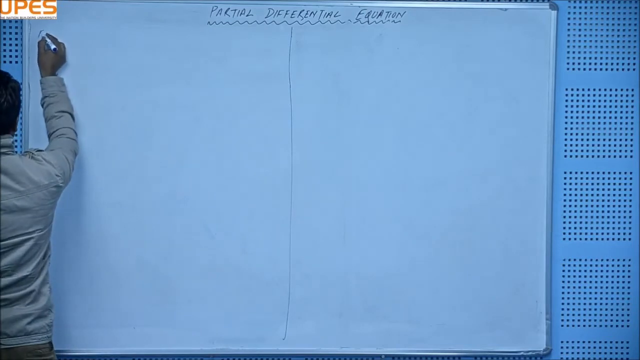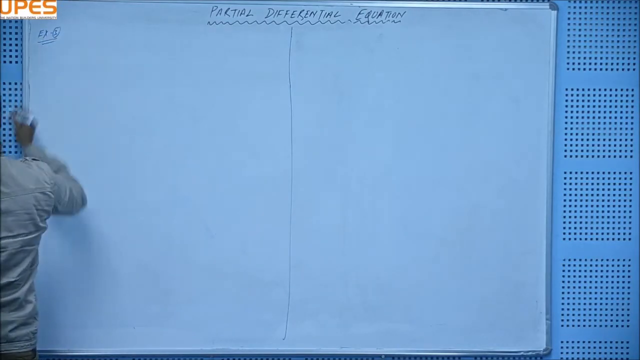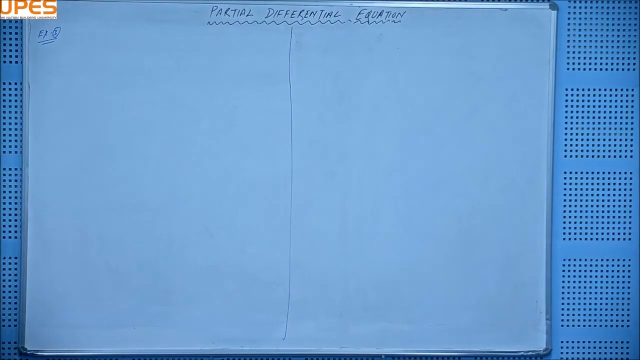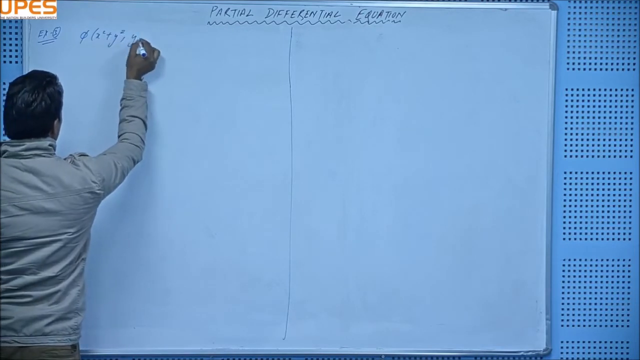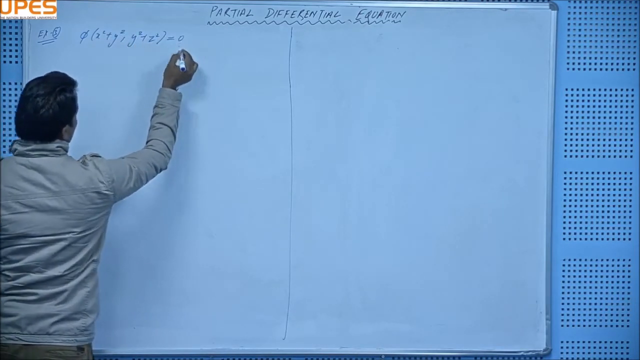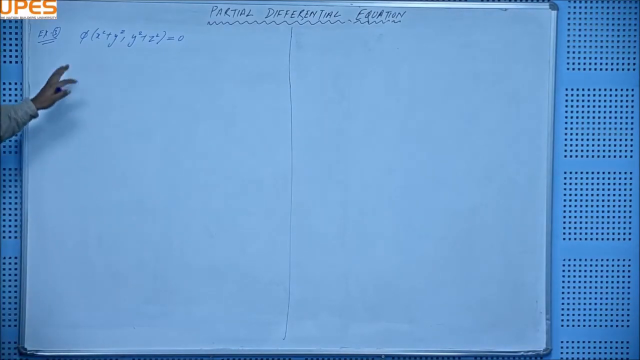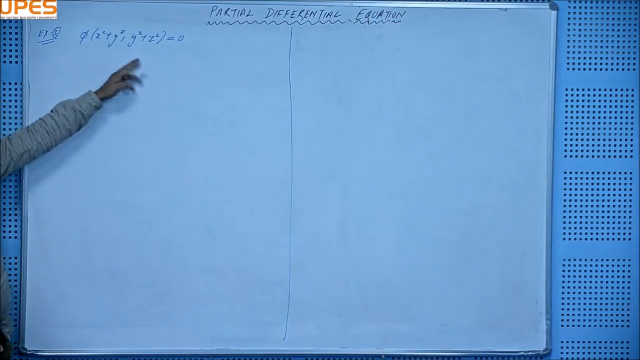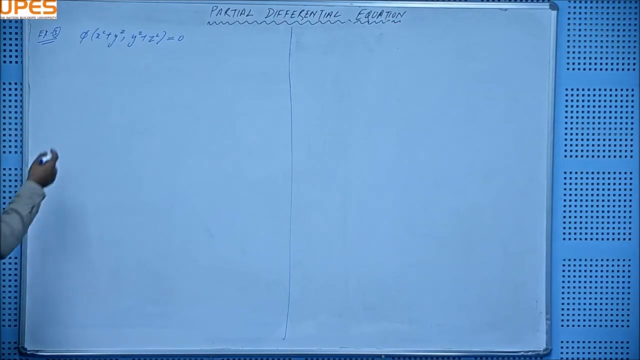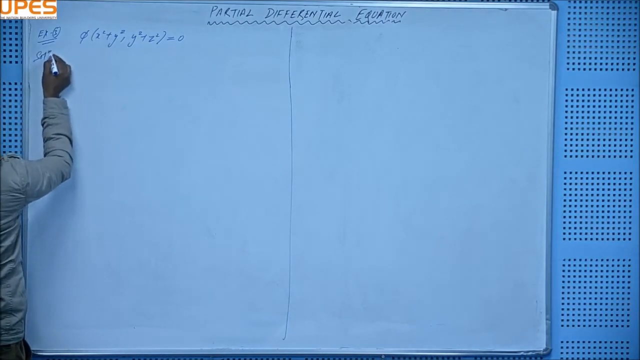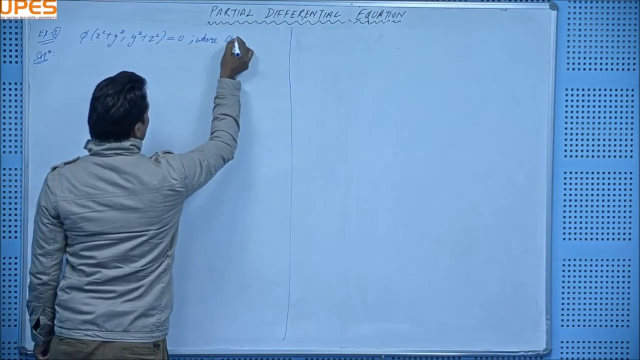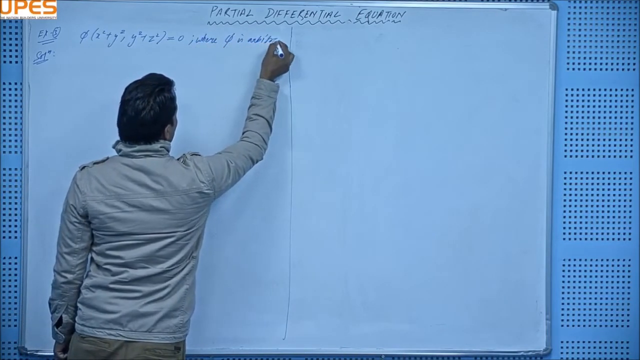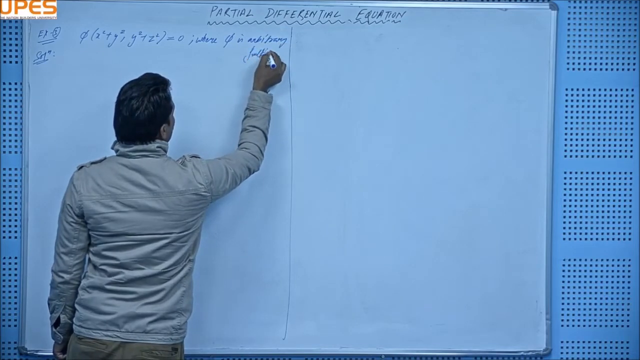Example number 3. Okay, the next example is phi of x square plus y square comma y square plus z square equal to 0. Again we have an arbitrary function phi, including the variables x, y and z, written in this form. So how many arbitrary functions are there? Only one function. I should write it, where phi is an arbitrary function.